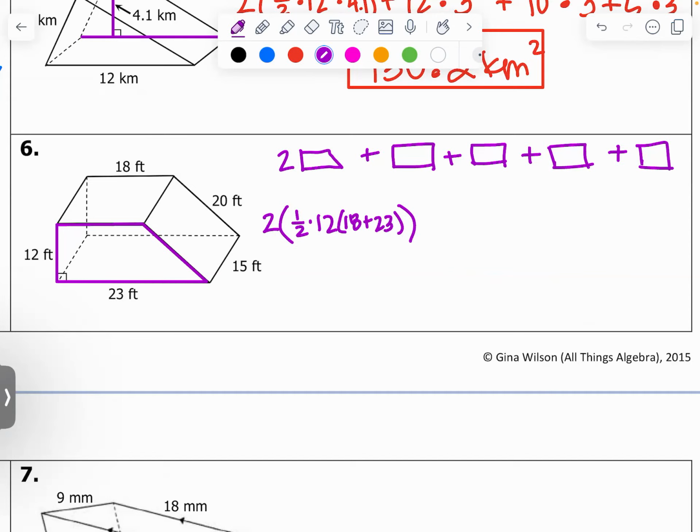Okay. Now let's talk about our 4 different rectangles. What is the height of each of the rectangles? All of these red lines, those are all 15. So our rectangles, we have a 15 by 20. We have a 15 by 18. We have a 15 by 12, and we have a 15 by 23.